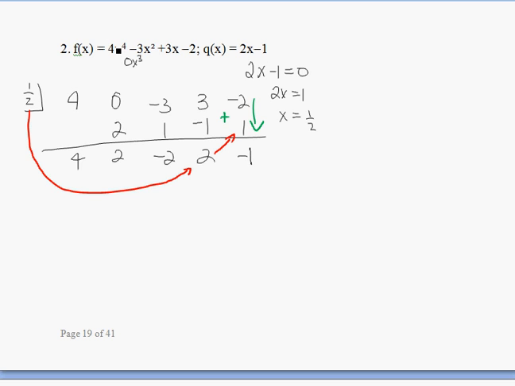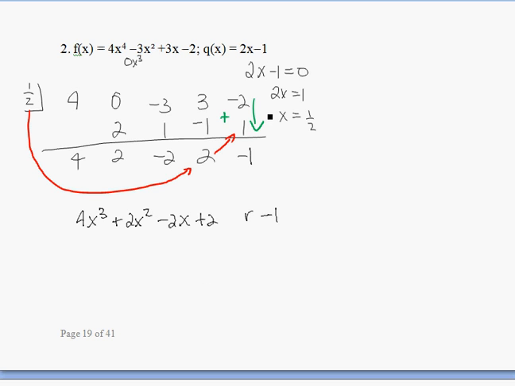So now, since I took a fourth degree polynomial and divided it by a linear, or first degree polynomial, 4 minus 1 is 3. So this was a quartic. This is now a cubic. So my answer is 4x cubed plus 2x squared minus 2x plus 2 with a remainder of negative 1.